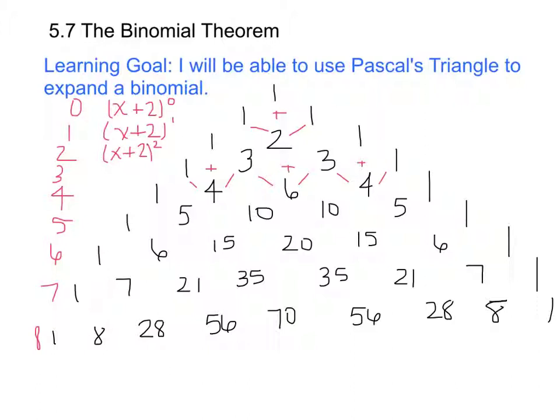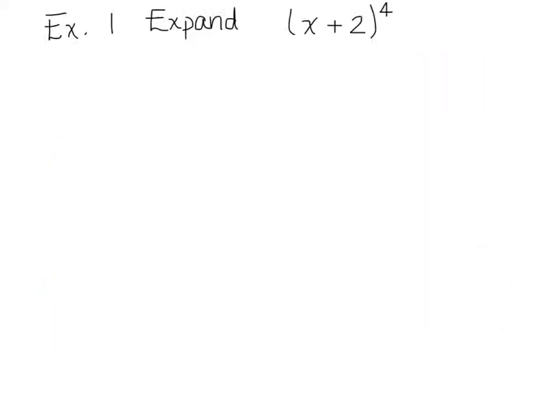So let's actually try one so you can see how it looks. Here's our first example. They want us to do x plus 2 to the 4th power. So instead of writing this 4 times and foiling, we're going to use Pascal's triangle. So what you're going to do is get the 4th row from the triangle. The 4th row looks like this. Okay, so those are our coefficients. So you're going to take x plus 2 to the 4th power, and we're going to expand it.